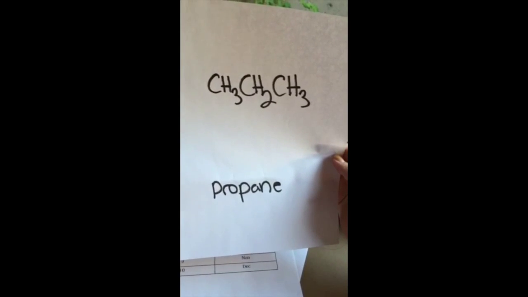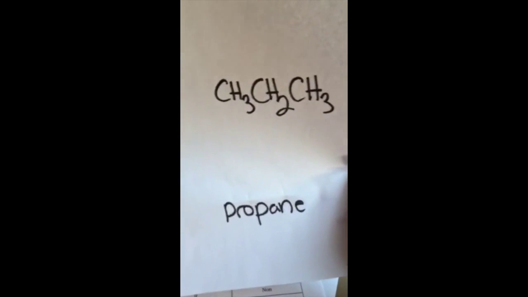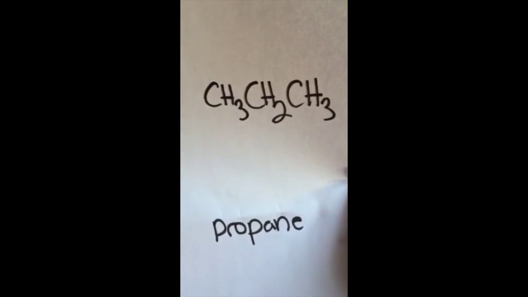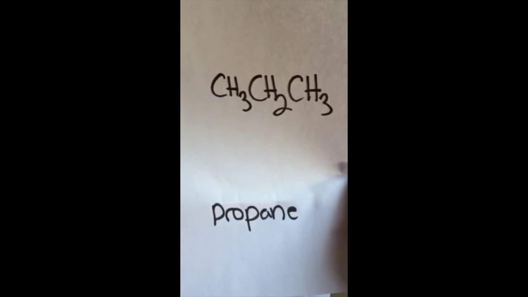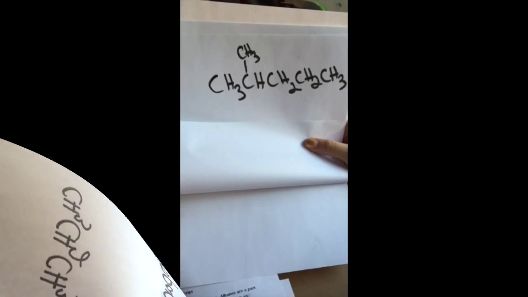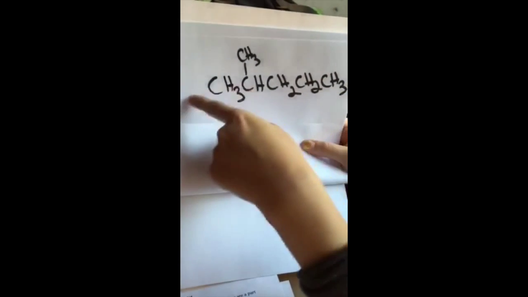Propane is something we use every day. It's the fuel that we use to fill up or to start our barbecue. So now we're gonna learn how to name alkanes that have an alkyl group, which is this one right here. That's a group of atoms that is attached to the parent chain but isn't necessarily a part of the parent chain. So we're going to use the same rules as before.